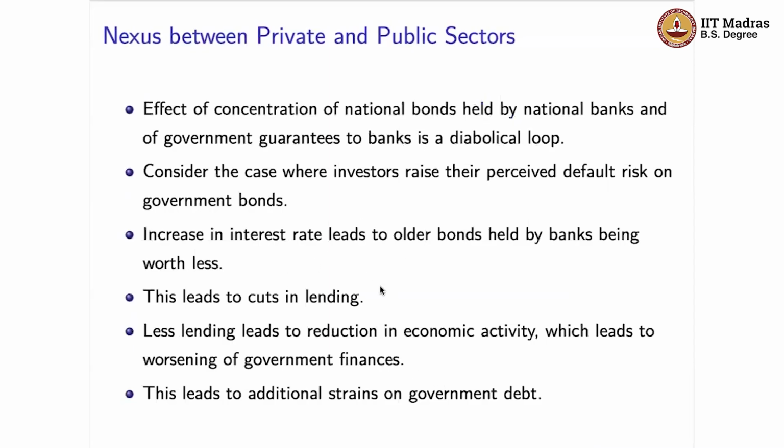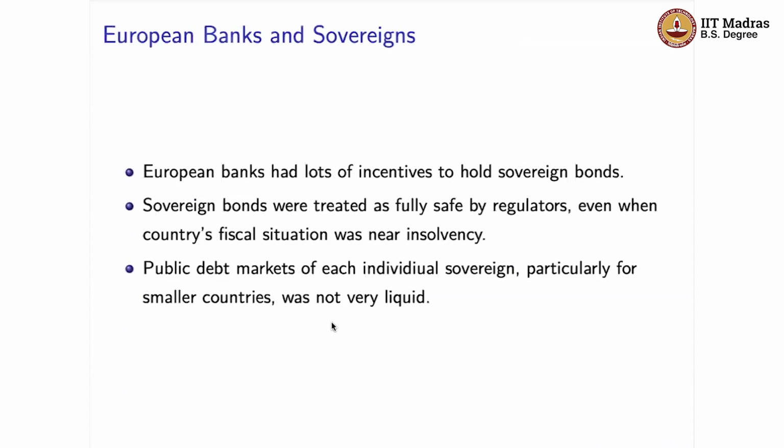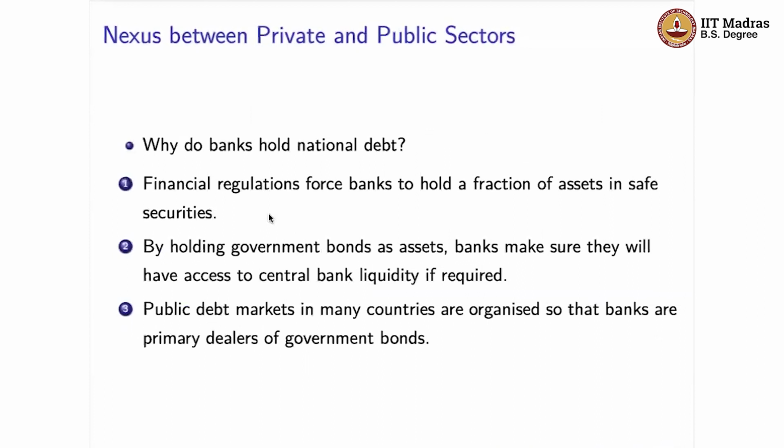So you have got these two different types of connections between these private and public sectors, each of which worsens the initial situation that these entities find themselves in, right? Okay, so what's the connection with the European crisis? So European banks, as we have discussed, had a lot of incentives to hold sovereign bonds because of the reasons that we mentioned in the slides.